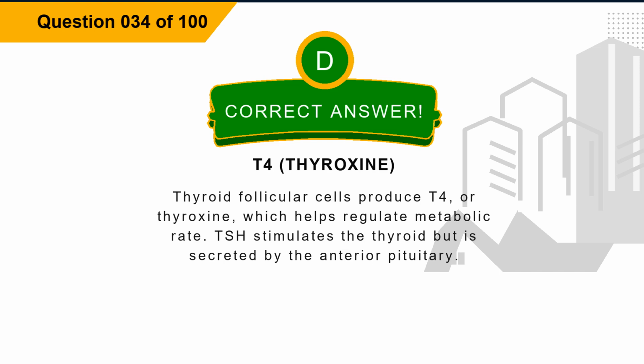Explanation. Thyroid follicular cells produce T4, or thyroxine, which helps regulate metabolic rate. TSH stimulates the thyroid but is secreted by the anterior pituitary.